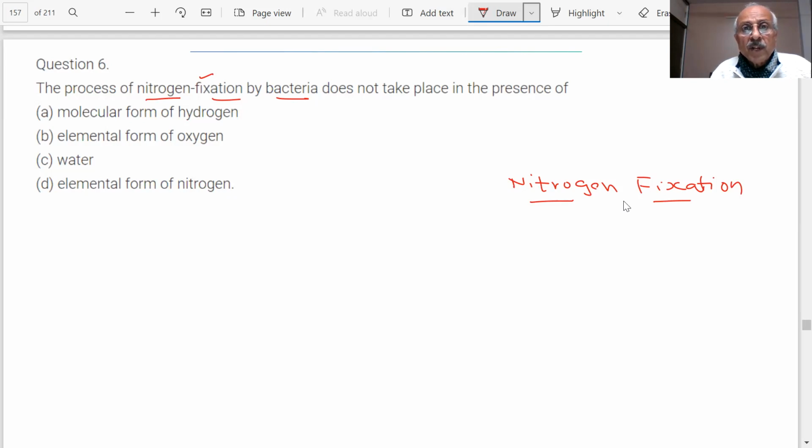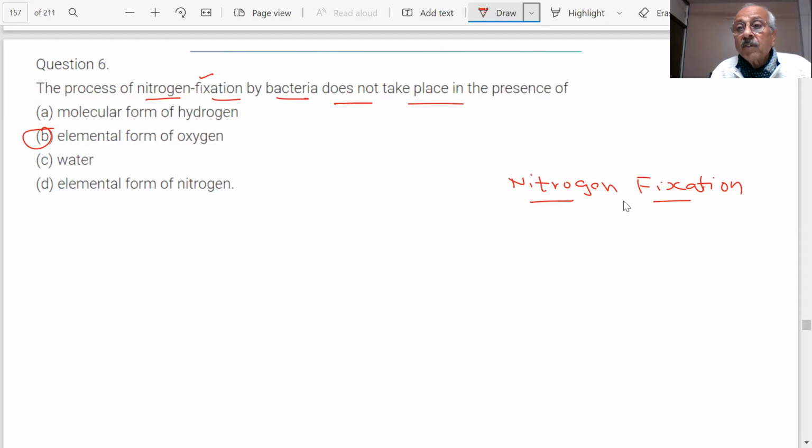Time is running out, students. Sir, option B. Does not, because the question is, it does not take place in the presence of option B. Yes, sir. You see that if oxygen is present, what will happen? The nitrogen fixing bacteria dies in the presence of oxygen.